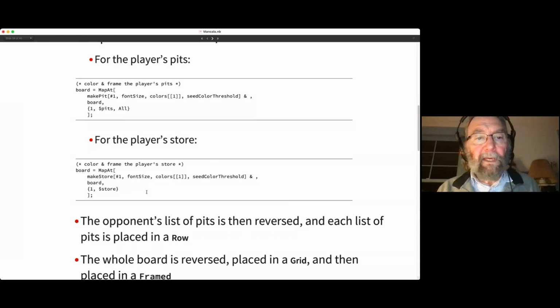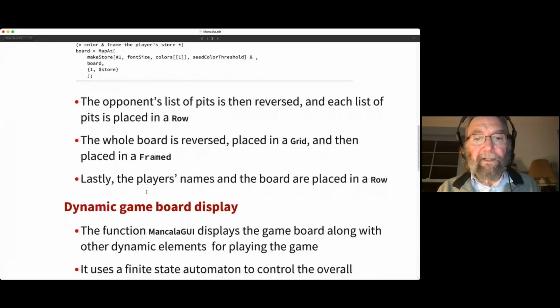And that's that. The row that I just mentioned, the whole board, is placed into a grid, and then that is placed into a framed object. And then lastly, I put that inside of a row with the players' names on either side. If you want to see the details, that's all in the code in the display board function in the package.